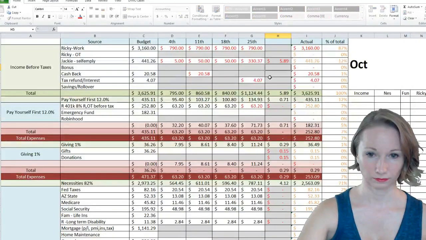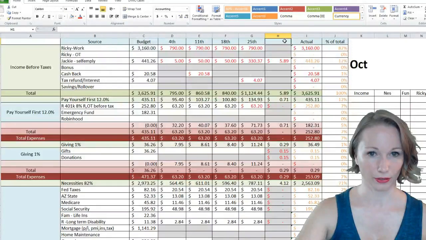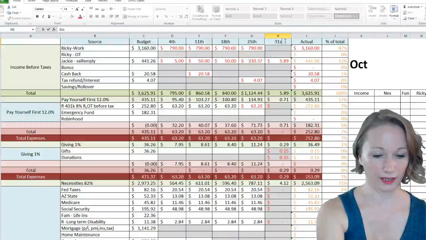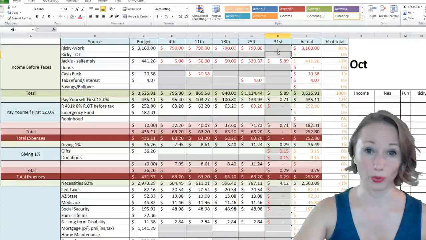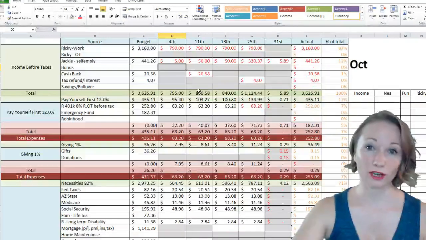So we'll add that here, 589, and I'm just going to say that is on the 31st. So again, this isn't a Friday, but I do want to include that into this month here. So that gives me my 441.26 that I'm expecting to have. Okay. So now if you notice, some things are calculating for me.